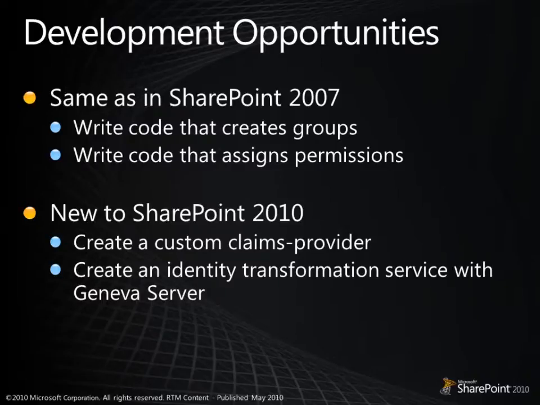The new development options also include writing a custom claims provider or identity transformation service. The claims provider means that we can extend the user token to have additional attributes, as in claims. These attributes can then be used to define, for example, the permissions to different objects within the SharePoint farm. The claims provider is associated with the SharePoint security token service, and is called when the user is identified and additional claims should be available.